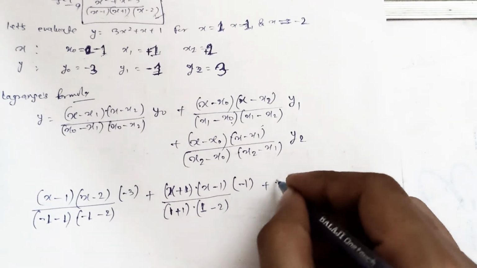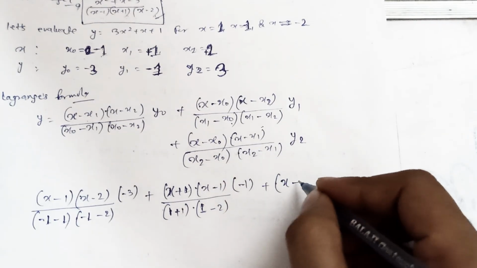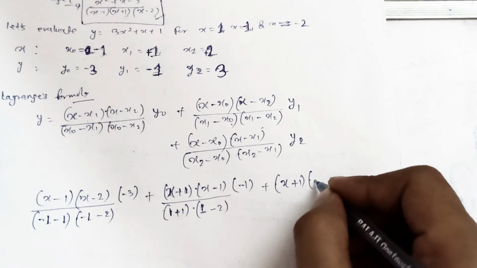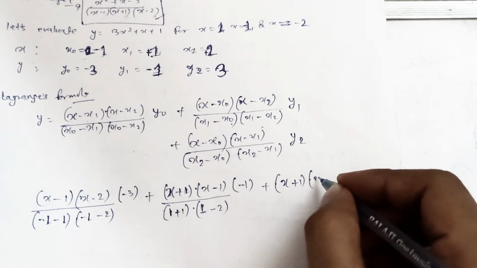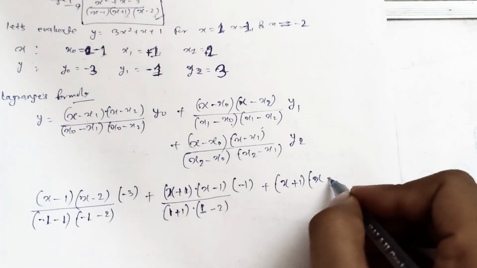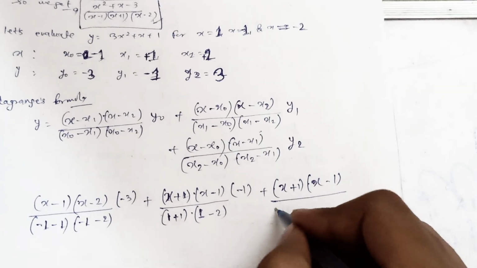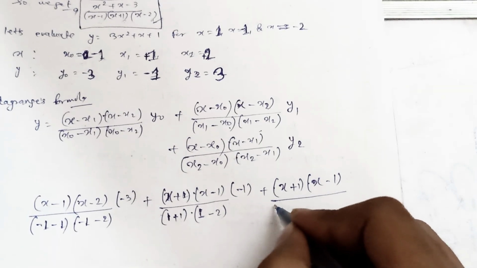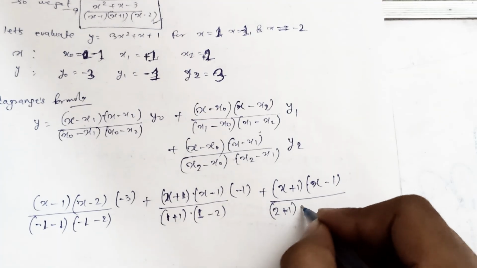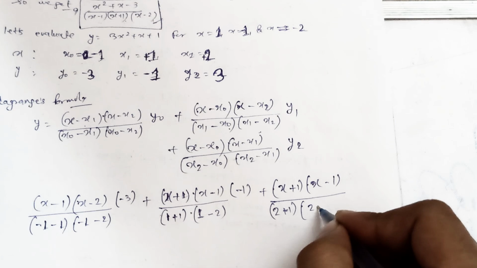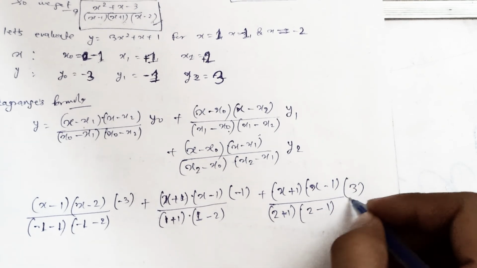Now for the x, x as it is, and minus x naught is here minus minus, that will be plus, and then x1, sorry, that will be x as it is, and x1 is here 1, x minus 1, and when divided by x2, which is here 2, and minus x naught is minus minus plus 1, and then again 2, and minus x1, that is just 1, and we have to multiply with y3, which is here just 3.